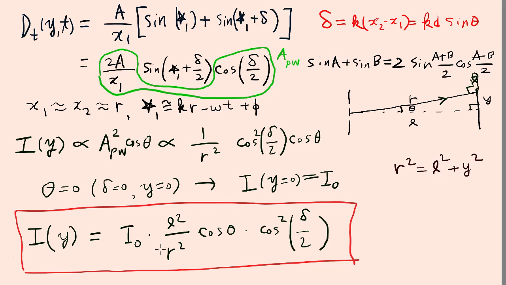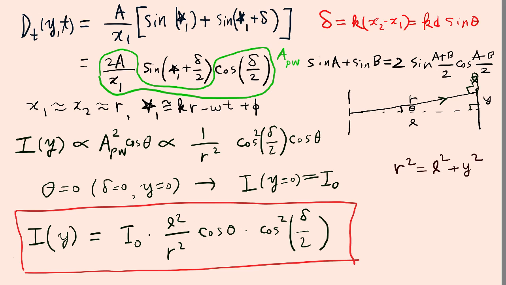So we can make sure that this proportionality constant is entered correctly. Well, it is correct, because when y equals 0, this becomes L squared, so this fraction here becomes 1. And cosine theta is 1, cosine delta over 2 is 1, so all of those are 1. So that means I becomes I0. So that satisfies this reference condition that we just set up.